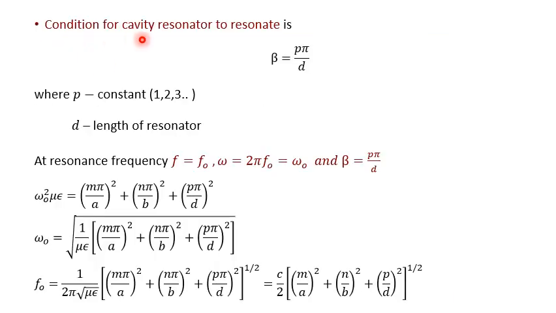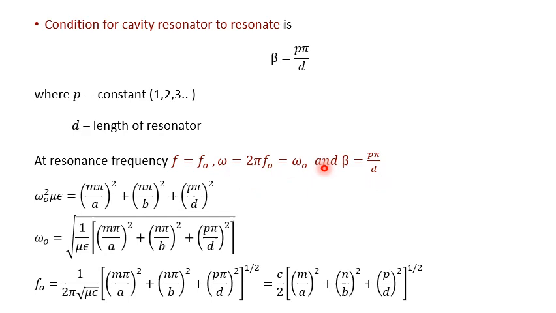The condition for a cavity resonator to resonate is beta must be equal to p pi by d, where p is a constant. It can take integer values 1, 2, 3, etc., just like m and n, and d stands for the length of the resonator. At the resonant frequency, f will be equal to f naught, omega is equal to 2 pi f naught, which is equal to omega naught, and beta is equal to p pi by d.